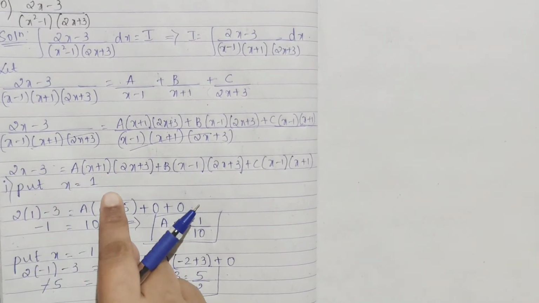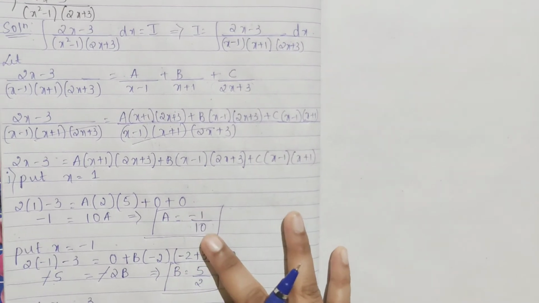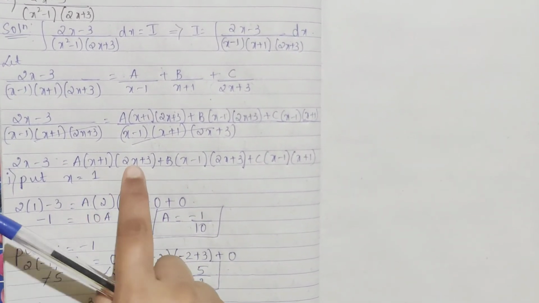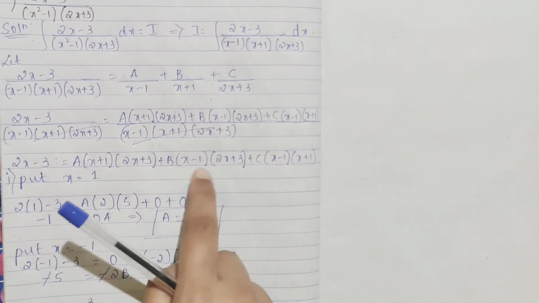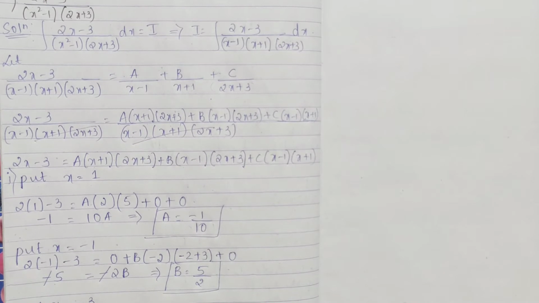So first, put x equal to 1. So 2 in place of x. See, the left hand side also you have to put: 2 of 1 minus 3, and on the right, 1 plus 1 is 2, 2 plus 3 is 5, B is 0, C becomes 0. So minus 1, 10A, A is equal to minus 1 by 10.